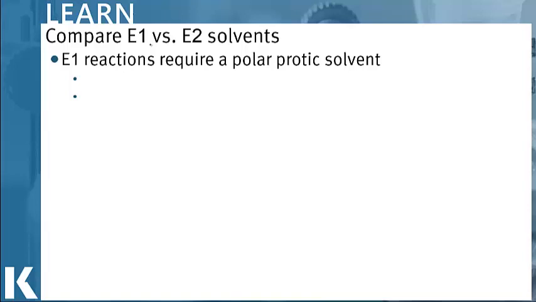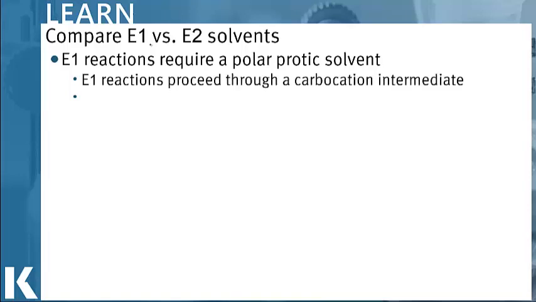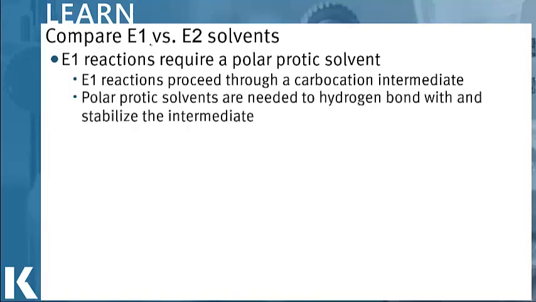E1 reactions require a protic solvent because the E1 reaction proceeds through a carbocation intermediate. The polar protic solvent is used to hydrogen bond with and stabilize that carbocation intermediate. Therefore, E1 reactions always require a polar protic solvent.